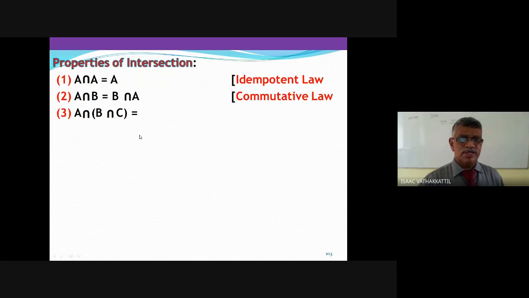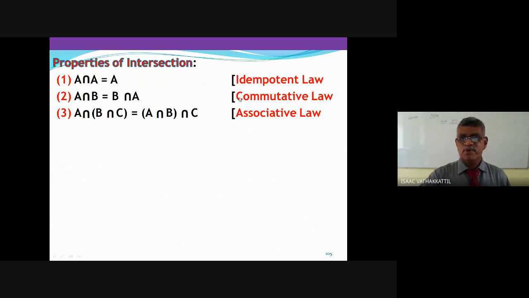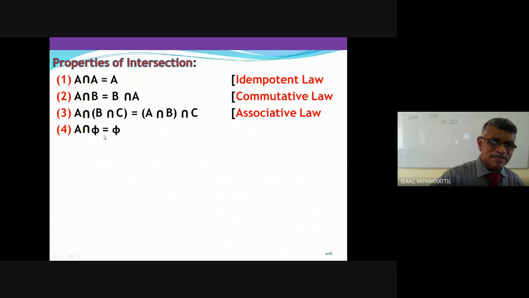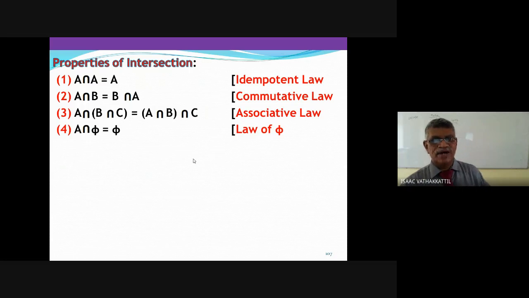A intersection B intersection C is A intersection B intersection C. This is known as associative law, right? Idempotent law, commutative law, associative. A intersection null set. What is common to A and null set? Null set has no element. So common is null set.